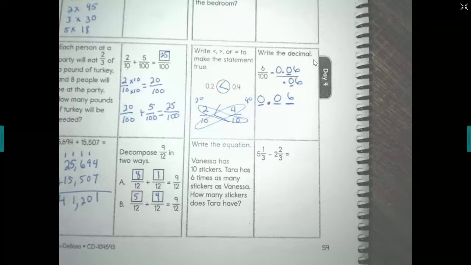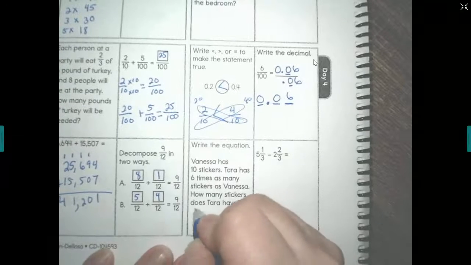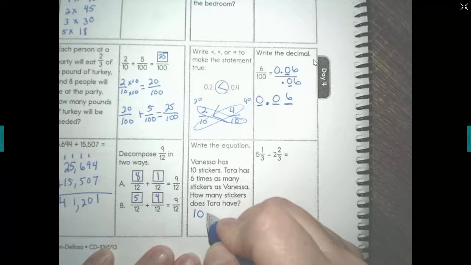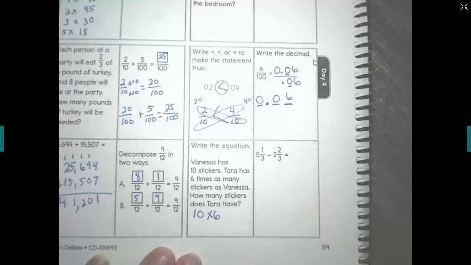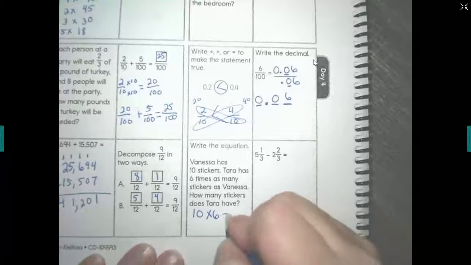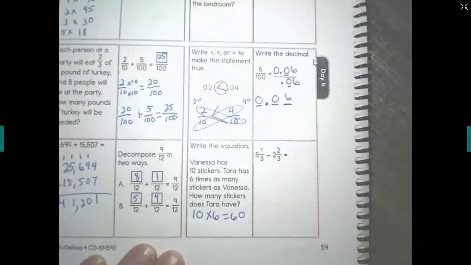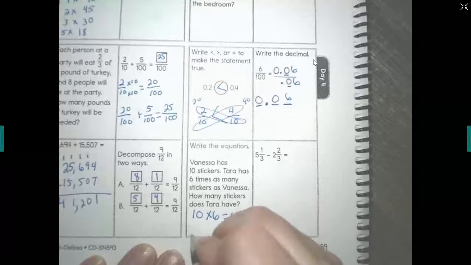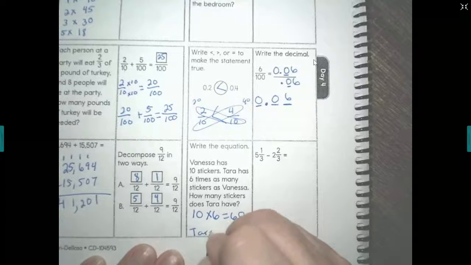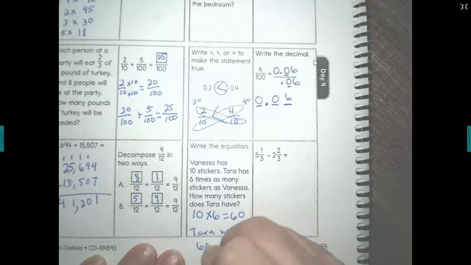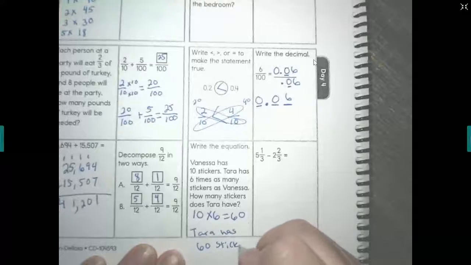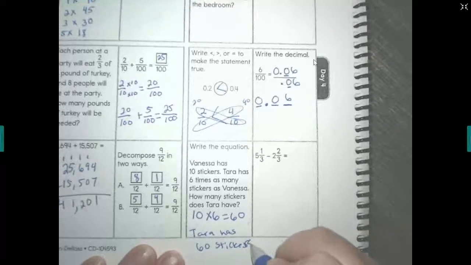All right, write the equation. Vanessa has 10 stickers. Tara has 6 times as many stickers as Vanessa. How many stickers does Tara have? The equation is just going to be 10 stickers times 6 times as many. So 10 times 6, which gives you 60. How many stickers does Tara have? Tara has 60 stickers.